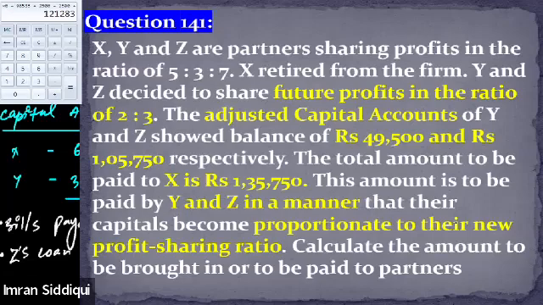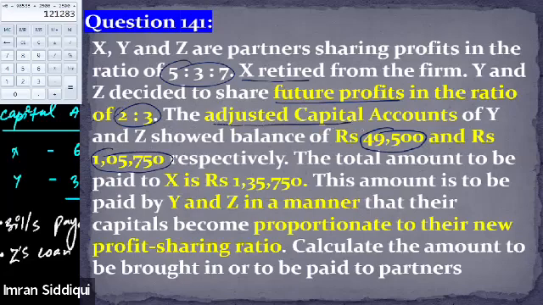It says that X, Y, and Z are partners sharing profit in the ratio of 5:3:7. X is retiring. Right, X retired from the firm. Y and Z decided to share the future profit in the ratio of 2:3. This is their new profit sharing ratio. The adjusted capital account of Y and Z showed balance of 49,500 and 1,05,750.